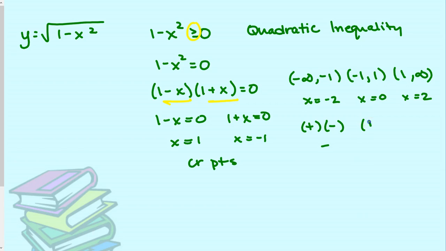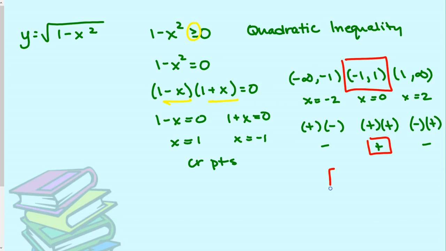The second one, we're going to get a positive times a positive. And the third one, we're going to get a negative times a positive. So we want greater than 0, so we want positive. So we want this middle interval, and we want equal to 0, so we're going to include the endpoints. And the way we could write that using an inequality is -1 is less than or equal to x is less than or equal to 1.